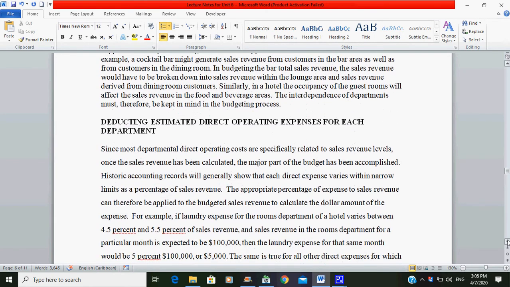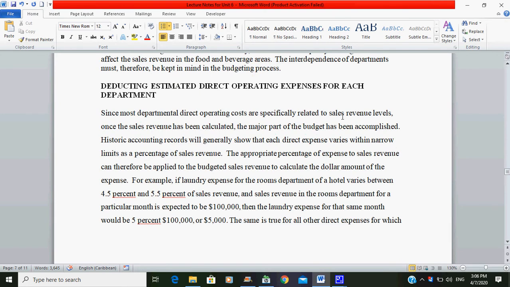Since most department operating costs are specifically related to sales revenue levels, once the sales revenue has been calculated, the major part of the budget has been accomplished. Historic accounting records will generally show that each direct expense varies within narrow limits as a percentage of sales revenue. The appropriate percentage of expense to sales revenue can therefore be applied to the budgeted sales revenue to calculate the dollar amount of the expense.